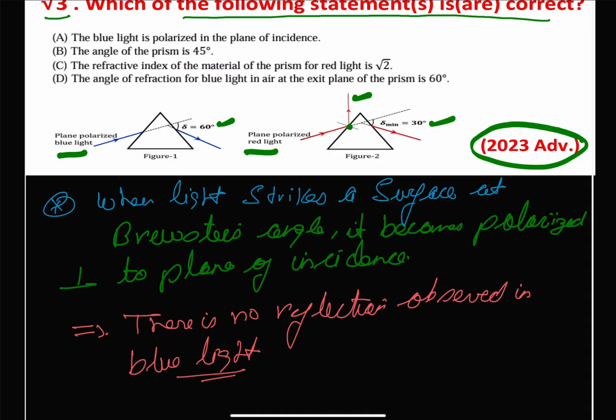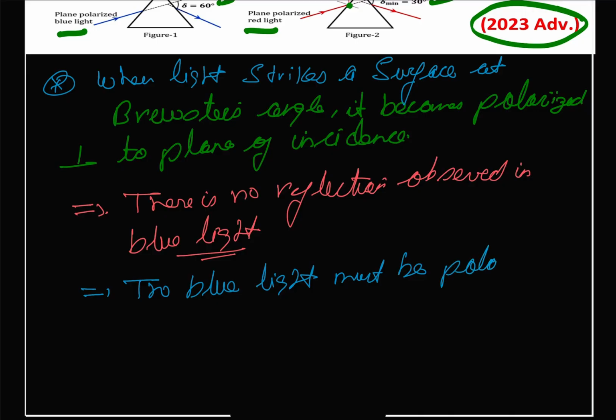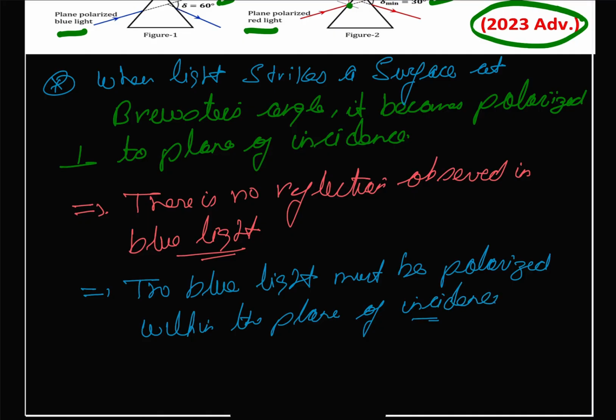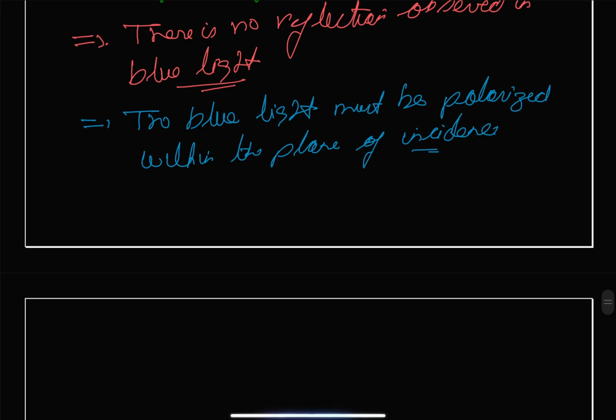Okay. So it means the light must be polarized within the plane of incidence. You can see from here that the blue light must be polarized within the plane of incidence. So it means option A is the correct one. Option A is correct.